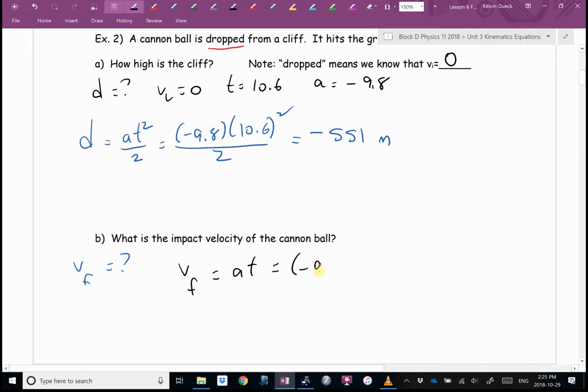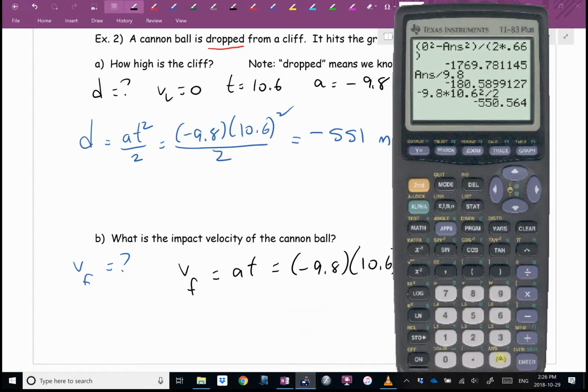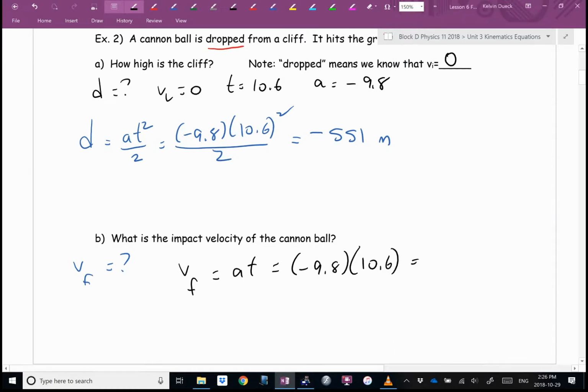If we really want to be fussy, negative 9.8 times 10.6. I'm going to get a negative answer. What's the negative answer telling me when we hit the ground? What direction are we traveling? I should get a negative answer. If I didn't, I'd be worried. Did you get negative 103? I'll call it negative 104, which is pretty fast. You would not want to get hit by this.